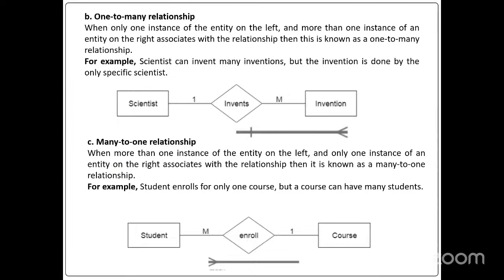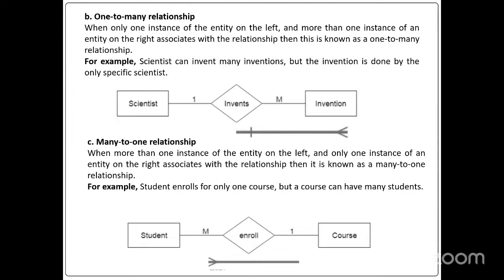Next, many to one. More than one on the left and only one on the right associated. Example, a student can enroll in many courses. Yes or no? A student can enroll in many courses or many subjects.